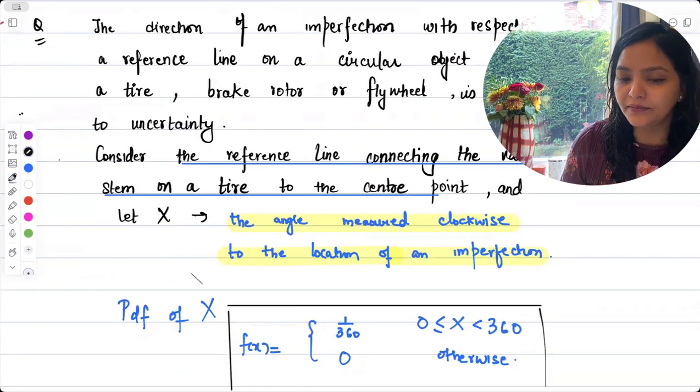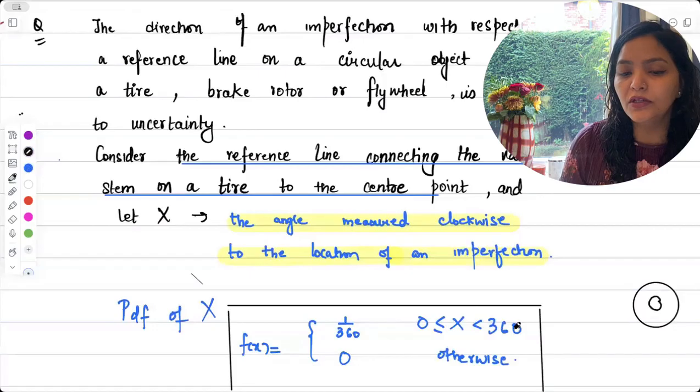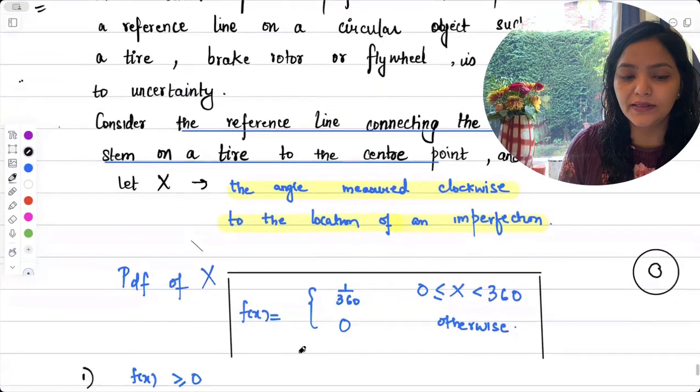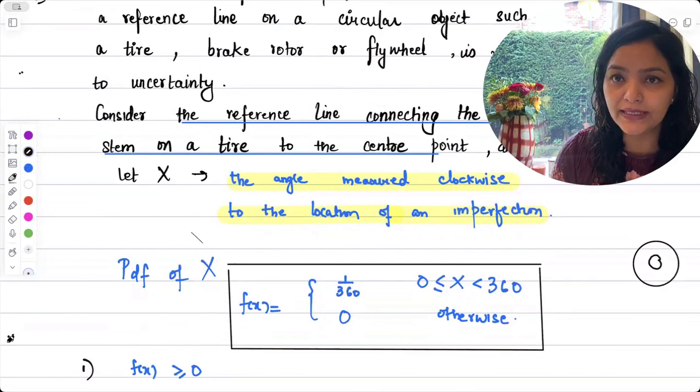where x, since we're talking about a circular object, right? So a circular object, the angle is 360, right? The total is 360. So 0 to 360, x can lie anywhere in between and it's 0 otherwise. So f(x) is greater than or equal to 0, as you can see, 1 upon 360 it is.